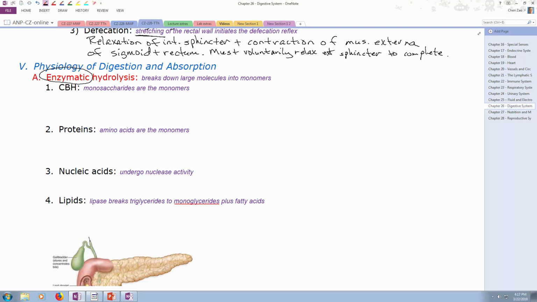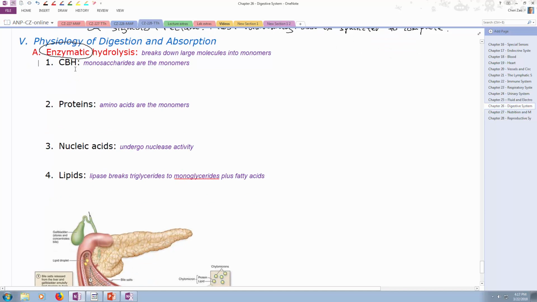And we are using hydrochloric acid to make things smaller, but right now we're actually more interested in the enzymes that we're actually using to make things smaller, to break them down into the size that we can actually absorb into the cell itself. So breaking down large molecules into monomers, which are the size that we can actually utilize to bring into our cells. CBH, that stands for carbohydrates, so you have another abbreviation for another word.